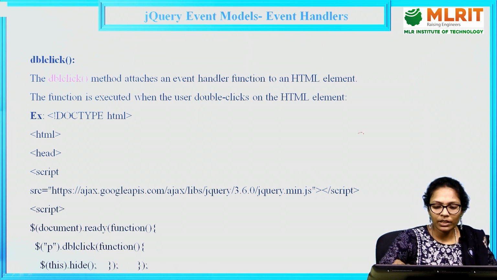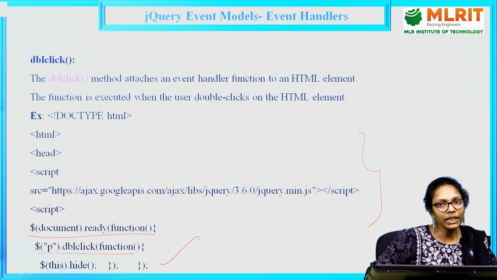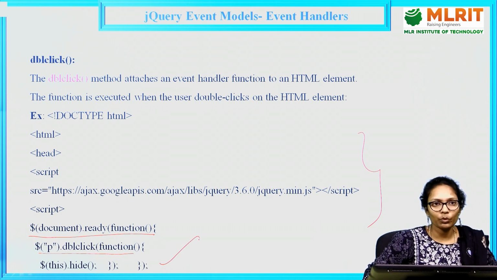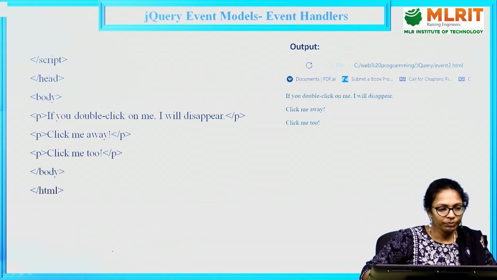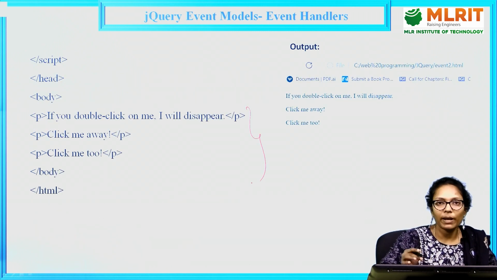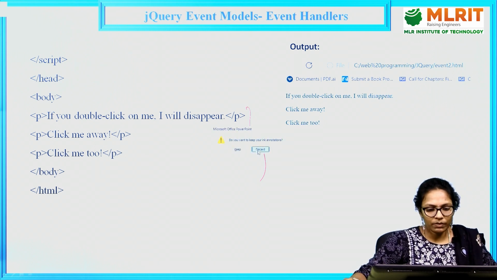The same thing, the library files, and whenever the document is ready, whenever you double click on that paragraph, then that will be hidden. This is the same as the previous program, but here you are writing double click instead of click. Here also same thing, we have 3 paragraphs again. So we can change just the previous program itself.